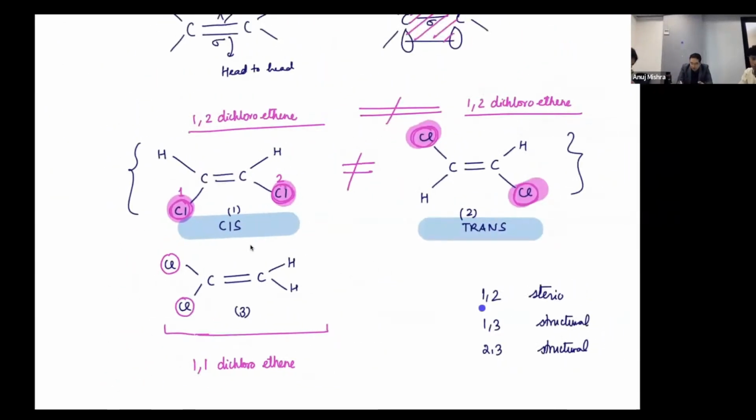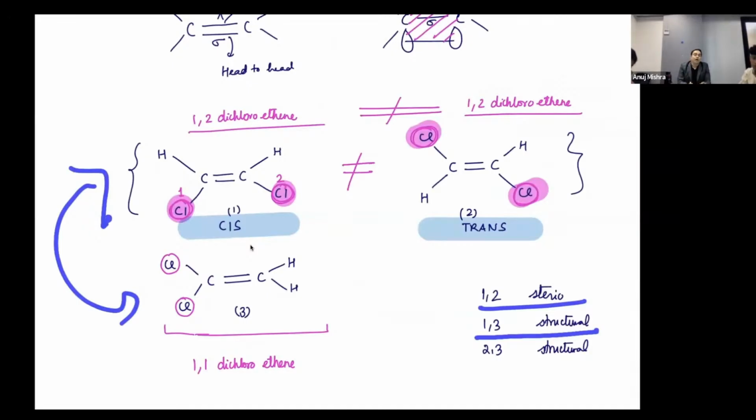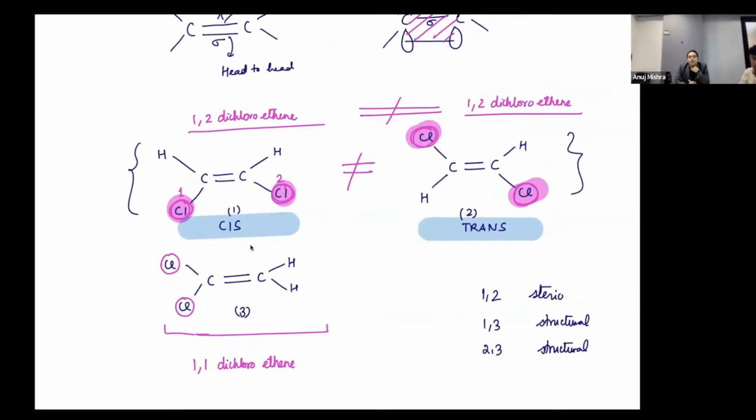So what is the understanding with these examples? 1 and 2 are stereo. 1 and 3 are structural isomers. To be more precise, can I call them positional isomers? Because they are 1,2-dichloro and 1,1-dichloro, with ethene common in both cases. And 2 and 3 are also structural isomers. कर लो, कोई problem? These are stereoisomers. The orientation is different. So stereoisomers.